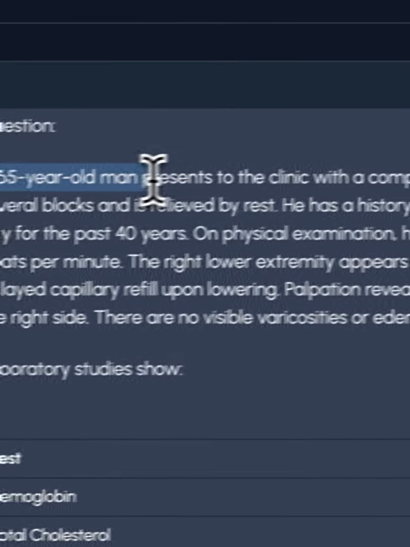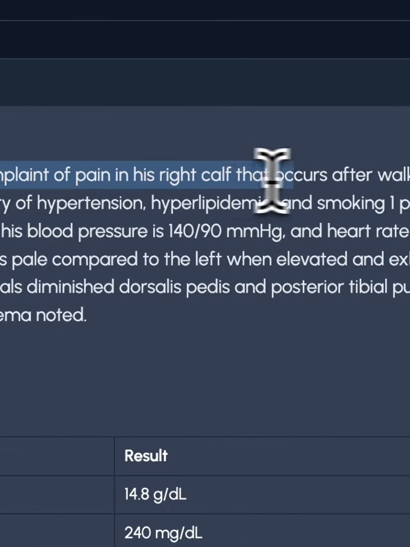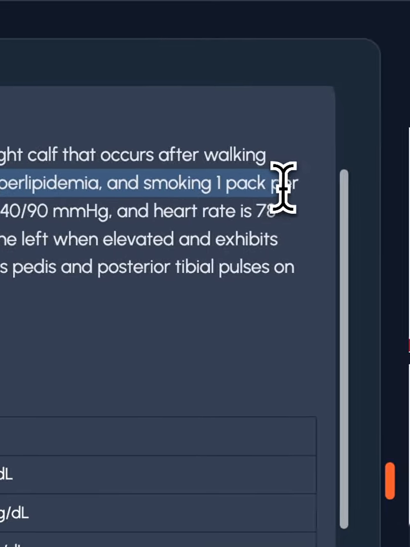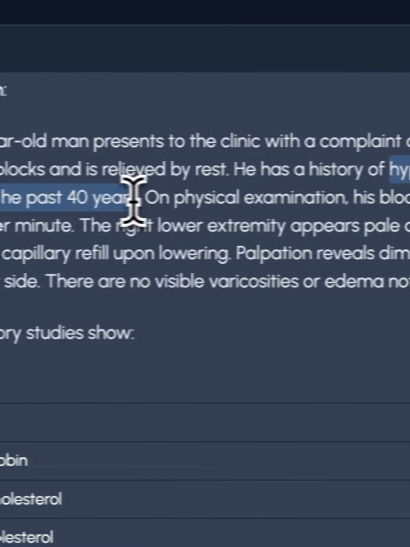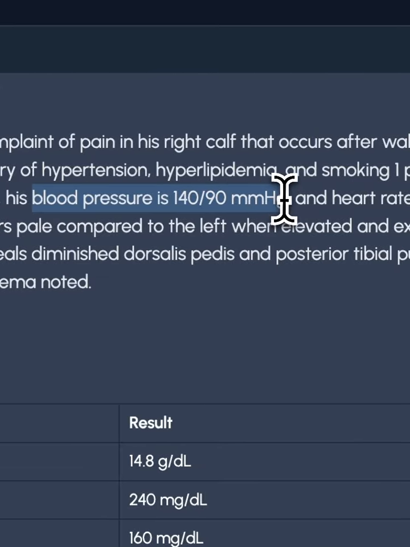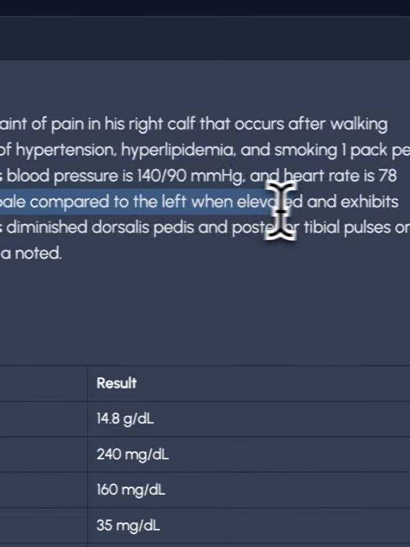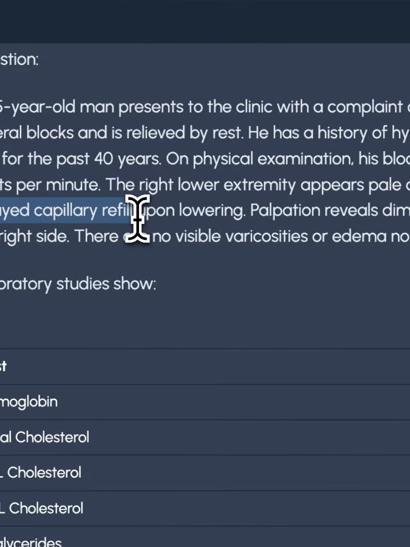We have a 65-year-old man complaining of pain in his right calf that occurs after walking several blocks and is relieved by rest. He has a history of hypertension, hyperlipidemia, and smoking 1 pack per day for the past 40 years. Blood pressure is 140/90, so he's hypertensive. The right lower extremity appears pale compared to the left one, elevated, and exhibits delayed capillary refill upon lowering.